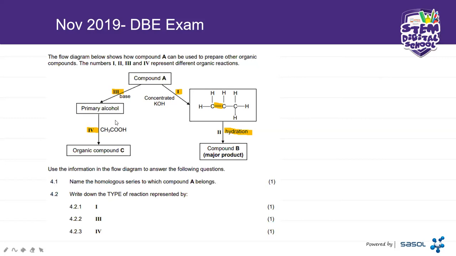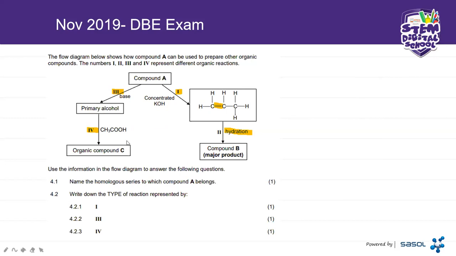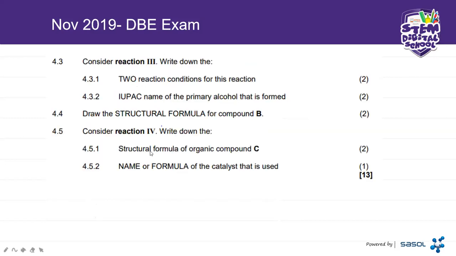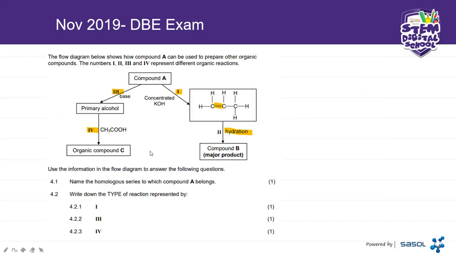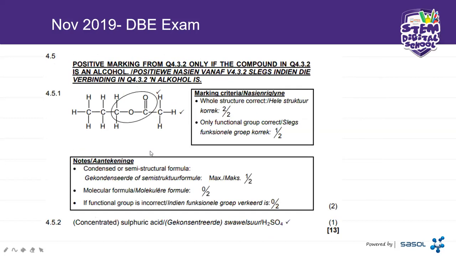Okay, so what do we consider here, right? We had our primary alcohol and now we are esterifying it. So what is the structural formula for organic compound C, and the name or formula of the catalyst that is used? Okay, so let's go to the structural formula first. So you see what happens now?